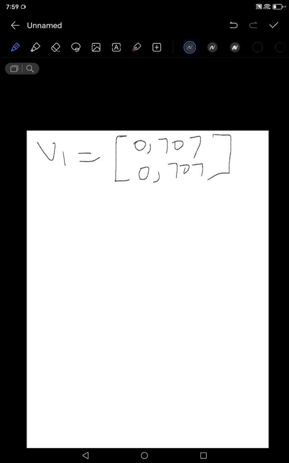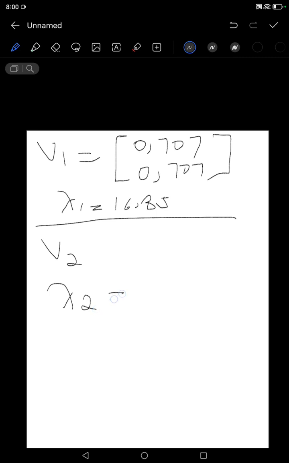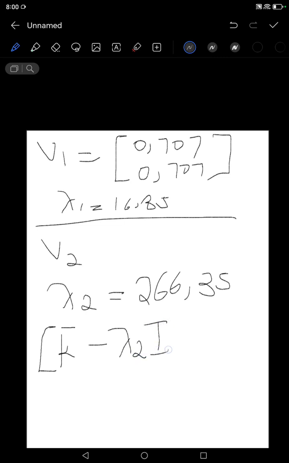Remember, we started by using lambda 1. Our lambda 1 was 16.35. And now we want v2. To get v2, we're going to use lambda 2. Lambda 2 was 266.35. And then we're going to use the same equation where we have the normalized stiffness minus lambda 2 multiplied by I, here is going to be v2, equals 0.